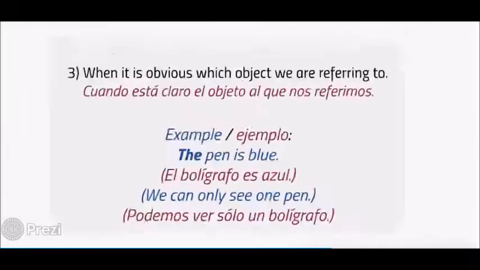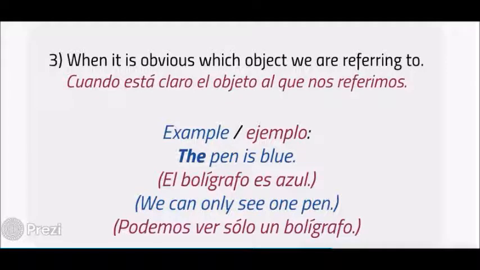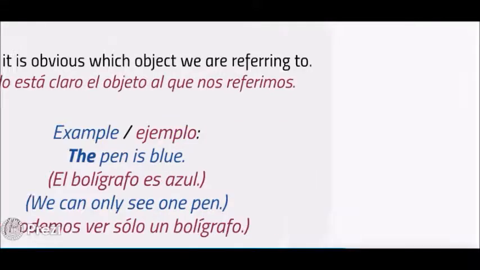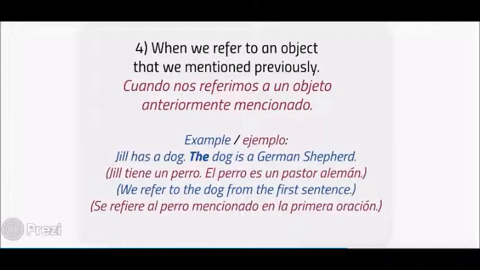3. When it is obvious which object we are referring to. Example: the pen is blue. We can only see one pen. 4. When we refer to an object that we mentioned previously. Example: Jill has a dog. The dog is a German Shepherd. We refer to the dog from the first sentence.